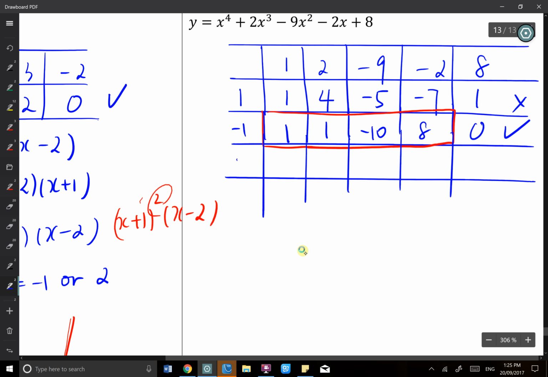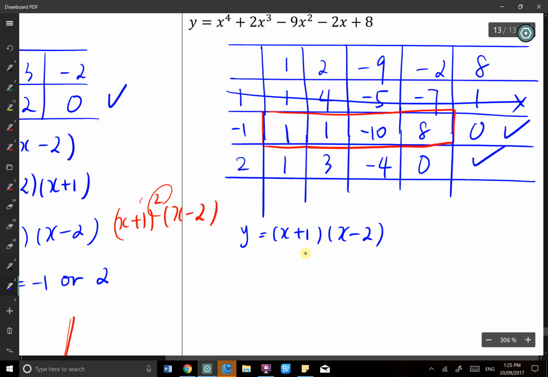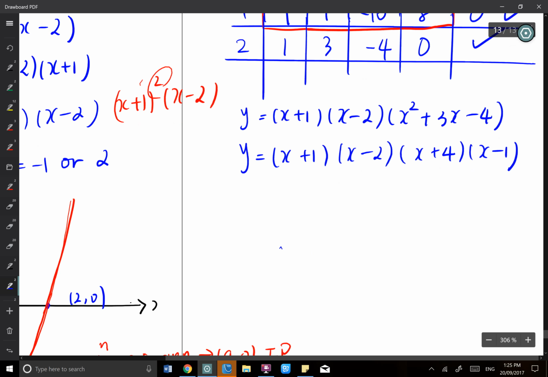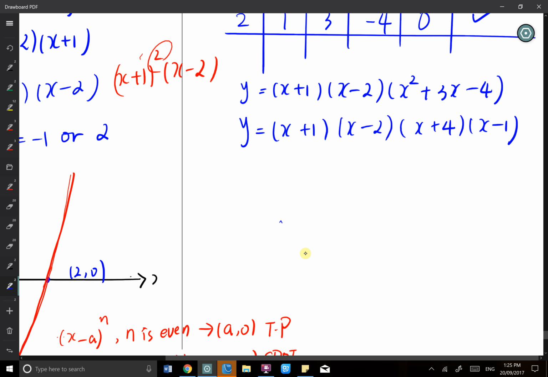Well, maybe try 2. Well, 1 doesn't work already, so we're not going to try 1 again. So 1, 2, 3, 6 minus that minus 4, 8, 0. That will work again. So y equals x plus 1, x minus 2, x squared plus 3x minus 4. So y equals x plus 1, x minus 2, x plus 4 and x minus 1. Okay, that's the factorized form.